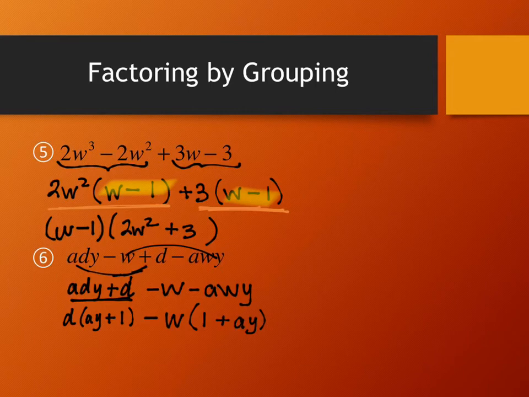It's okay. So we're going to do the same thing we did on the last problem. We're going to take a look at all of this and all of this and say, what do they have in common? We know it's the part in parentheses, written either AY plus 1 or 1 plus AY, it doesn't matter. And we're going to ask ourselves what remains. So if I take D times AY plus 1 and I take out the AY plus 1, what am I left with? Just the D. And then if I take the negative W times 1 plus AY and I take out the 1 plus AY, I'm left with minus W.